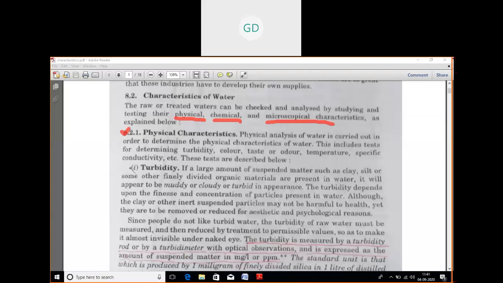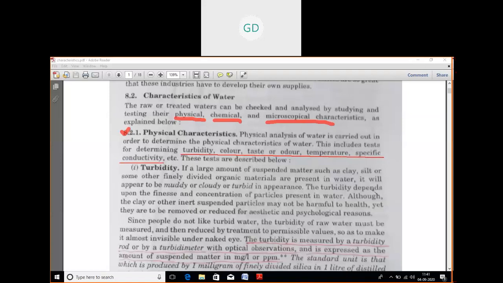So the first point is turbidity. Under your physical characteristics we have turbidity, color, taste or odor, temperature, and specific conductivity. These are the points included under your physical characteristics, and we will learn about them. Physical characteristics means, I think everyone knows, you can see with your naked eyes, you can taste, you can touch. All those things are physical. So under your physical characteristics, the first one we have is your turbidity.